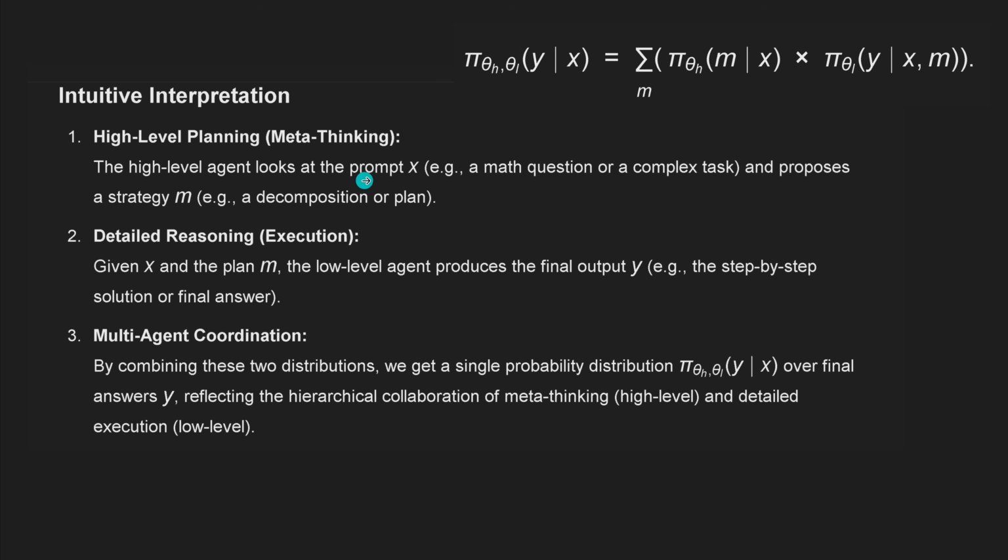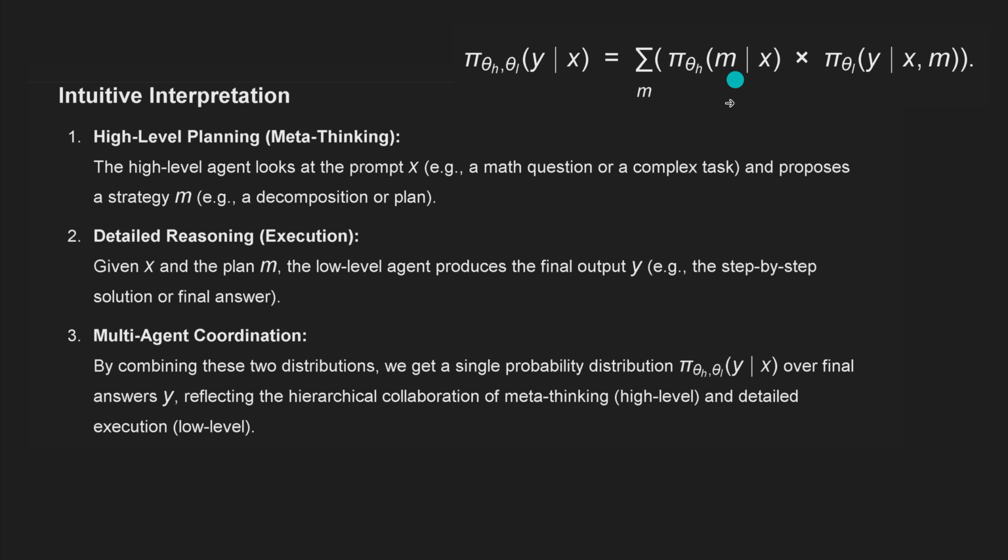So the high-level agent looks at the prompt x. This is, for example, a task like a mathematical question or a complex task that you give to the AI, and proposes a strategy m. So it decomposes the complexity into a more structured system or a complete strategic plan. Then we have the second agent for the execution, given x and the plan m. So now we have the input x and the plan m. The low-level agent, pi theta low, produces the final output y. This is a step-by-step solution or the final answer.